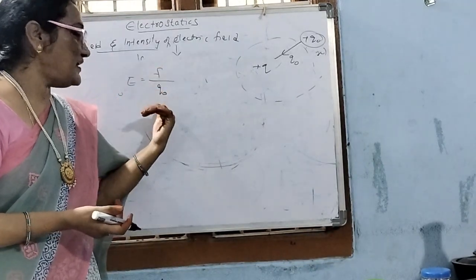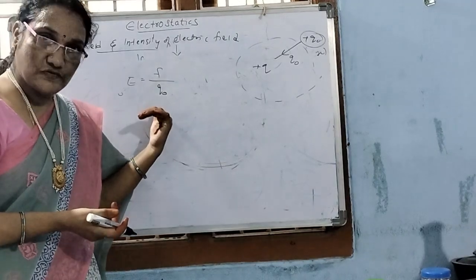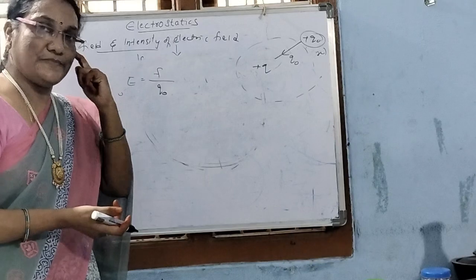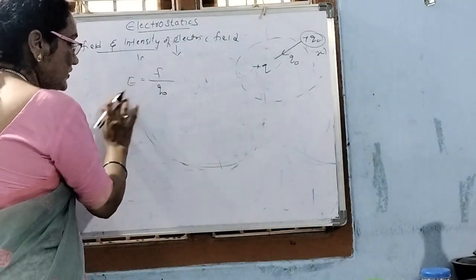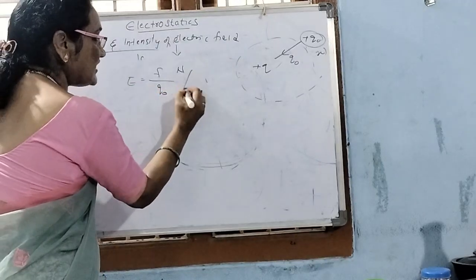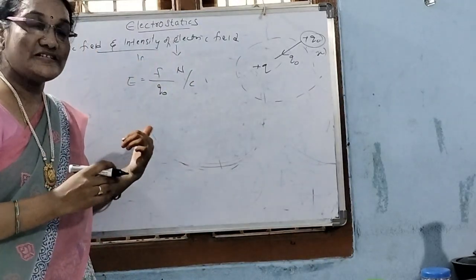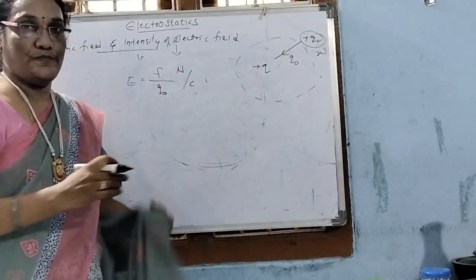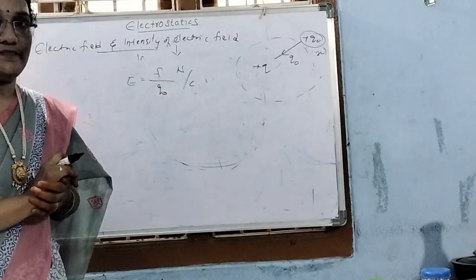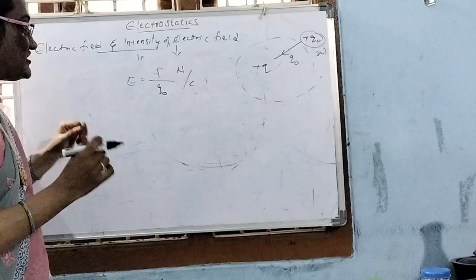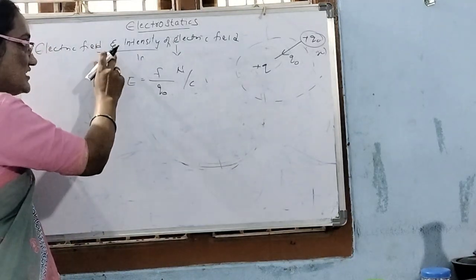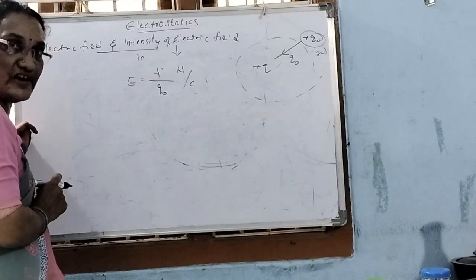The force experienced by unit positive charge, we call it electric field intensity, right? Now, the units of these: for force, Newton; for charge, Coulomb. So the units are Newton per Coulomb. Now next, let us derive the mathematical form of this intensity of electric field.